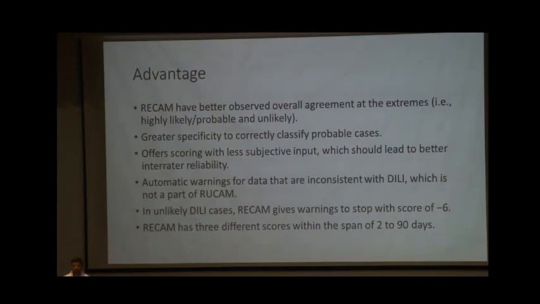So the advantage of the RECAM score is better observed overall agreement at the extremes, like unlikely and highly probable. It has greater specificity to correctly classify probable cases. It offers scoring with less subjective input, and more objective parameters are there. Automatic warning for data that are inconsistent with DILI were not included in the RUCAM, whereas they are part of the RECAM. In unlikely DILI cases, RECAM gives a warning to stop with a score of -6.